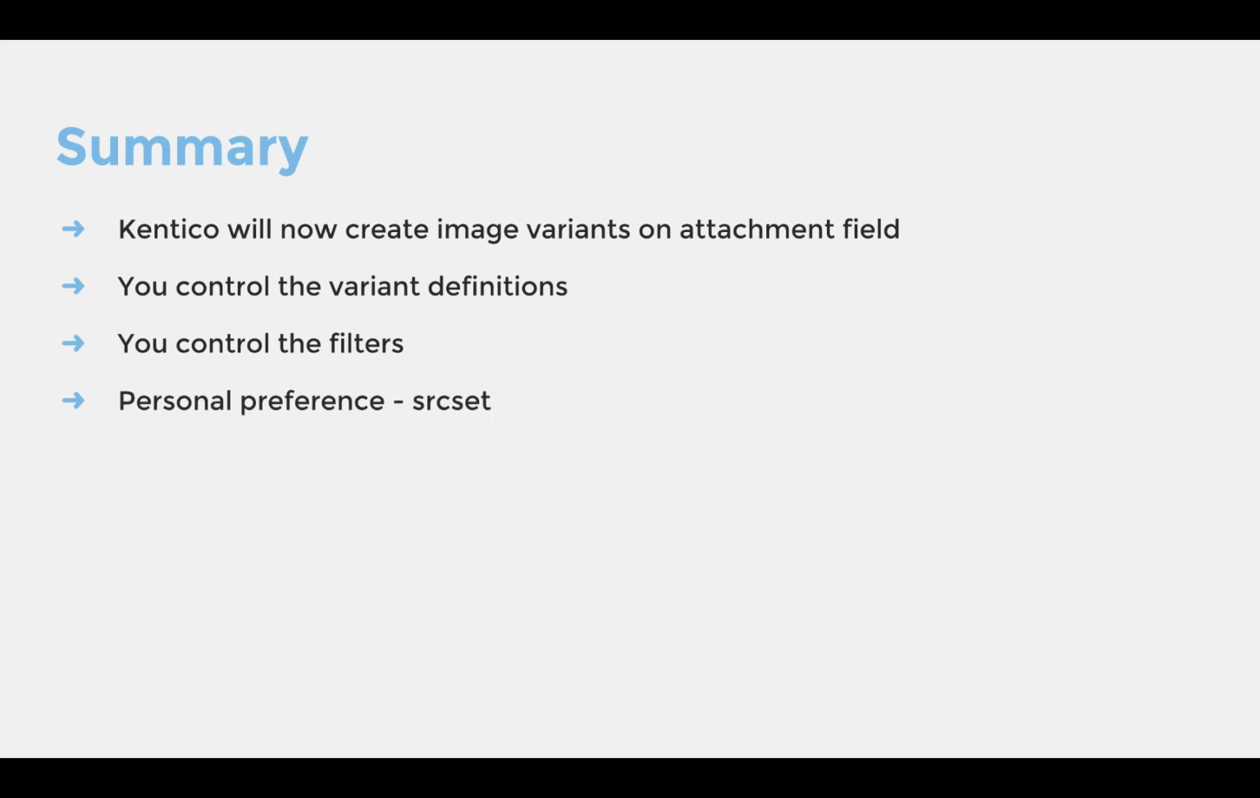In summary, Kentico will now create image variants on the attachment field of your page types. You've got full control over the variant definitions and the number that you have. You've got full control over the filters. We had resize, crop, watermark, but you could use something like ImageMagick to do more complex filters.